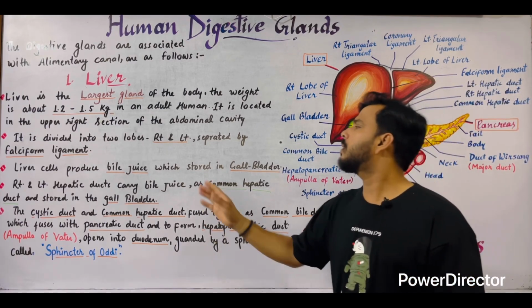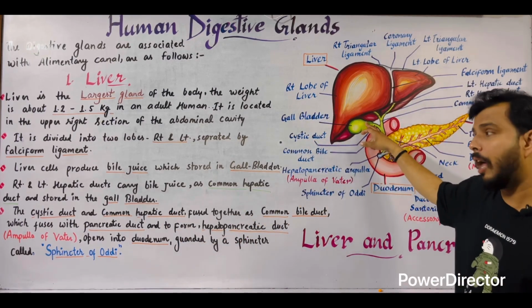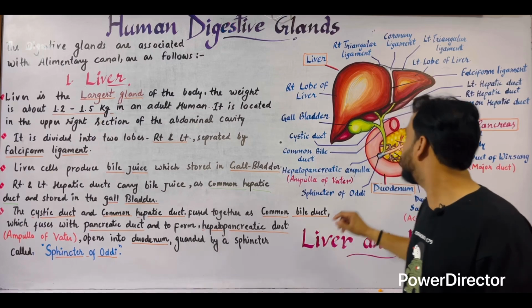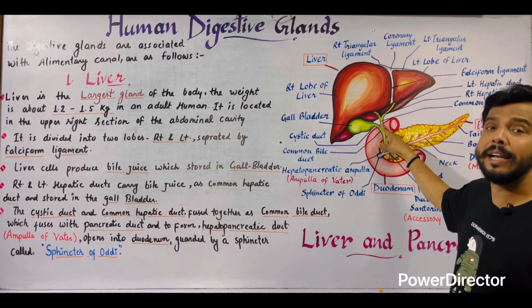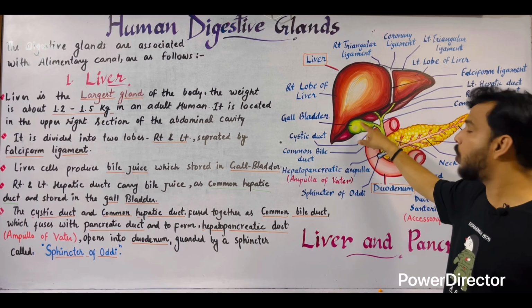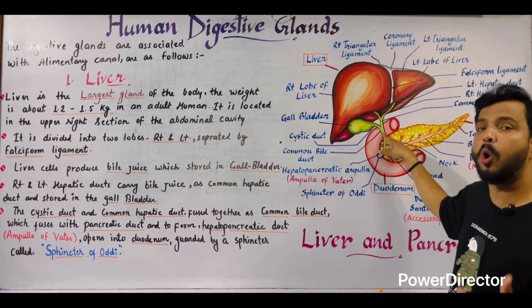After that, the cystic duct arises from the gallbladder, and the cystic duct and the common hepatic duct fuse together to form the common bile duct.